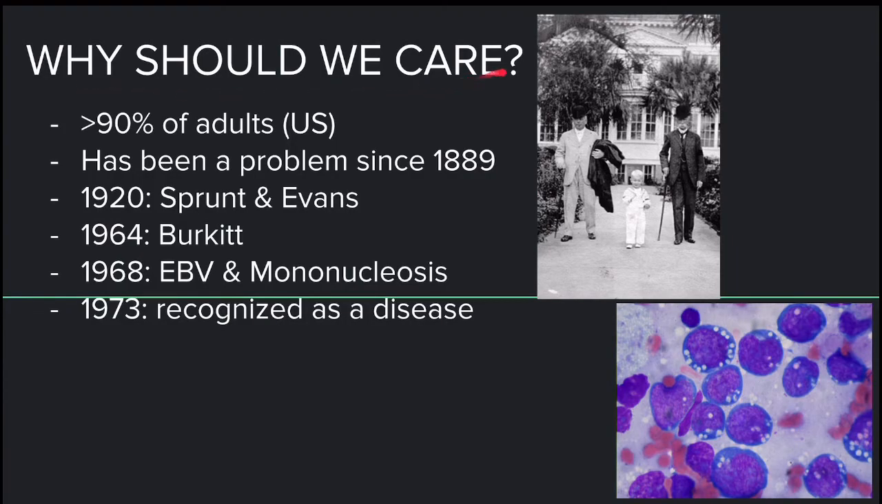So why should we care? As previously mentioned, more than 90% of adults in the US have been exposed to this virus by the time they reach 30 years old. Fortunately for us, we have a good understanding of what is needed to be done in order to continue to control the infection. However, this was not the case for those before 1973. The virus went on for years before it was even considered an illness.